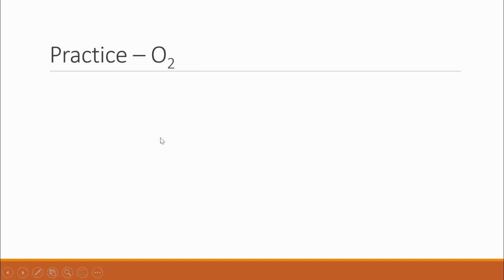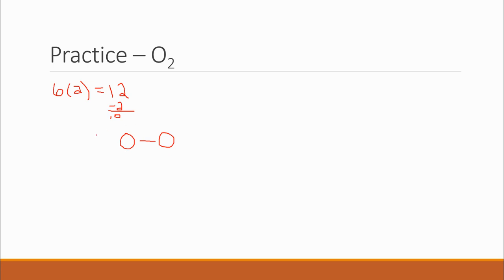So our first practice is O2. The first thing we need to do is count our valence electrons. Well, we have 2 oxygens. Each oxygen has 6 valence electrons. So that's 6 times 2, which gives us a total of 12 valence electrons. There's no central atom because we only have 2 oxygens. So we're going to start by putting our 2 oxygens down and bonding them with a single bond. So now we've used 2 electrons, so we only have 10 electrons remaining.